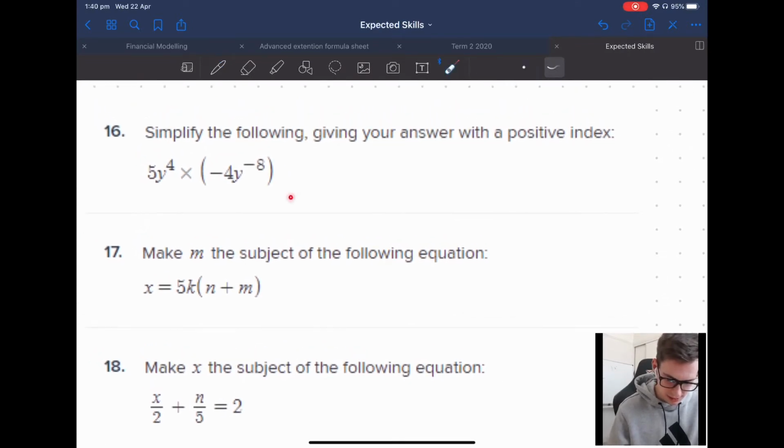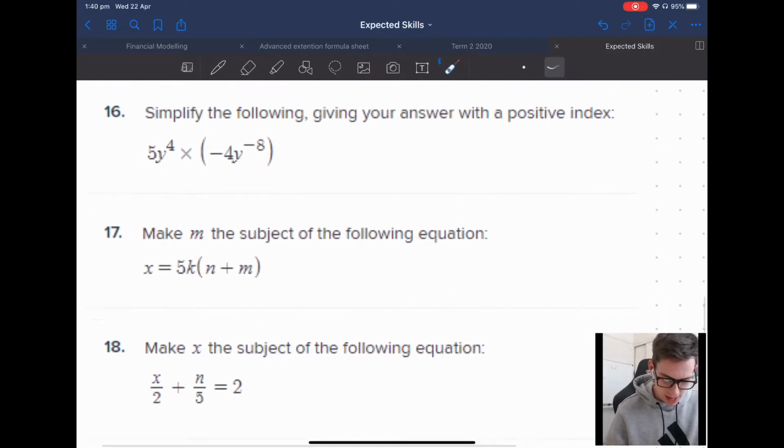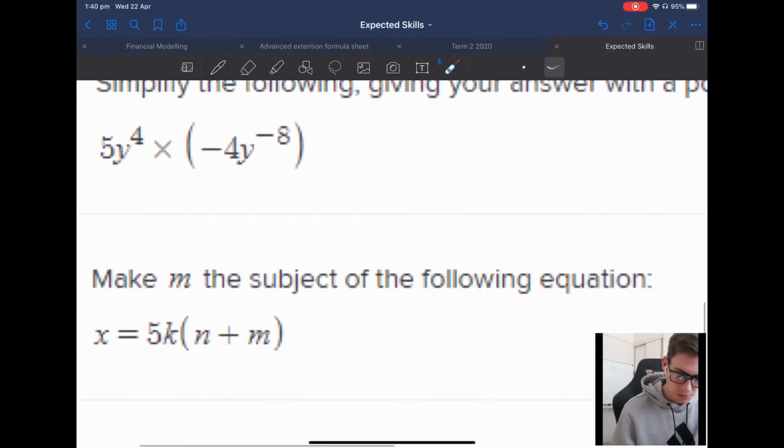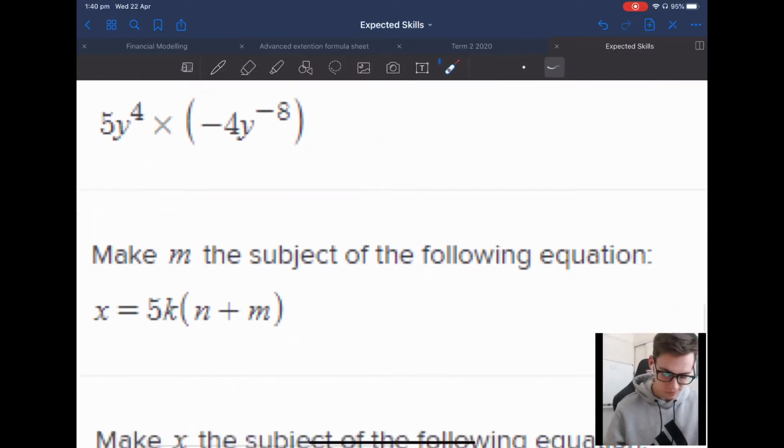This question here is just a multiplying. When you multiply, you're going to be adding powers when the base is the same. The trick here is that you've got 4 plus -8, that's just like saying it's 4 degrees outside, it gets 8 degrees colder, you're going to have -4 as your power.